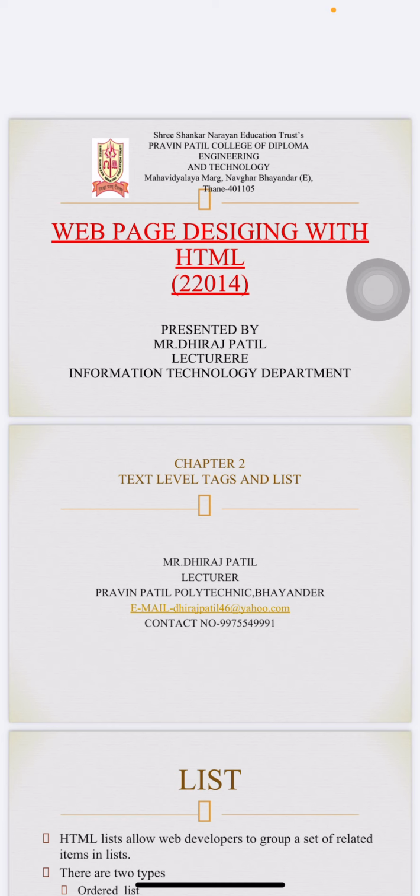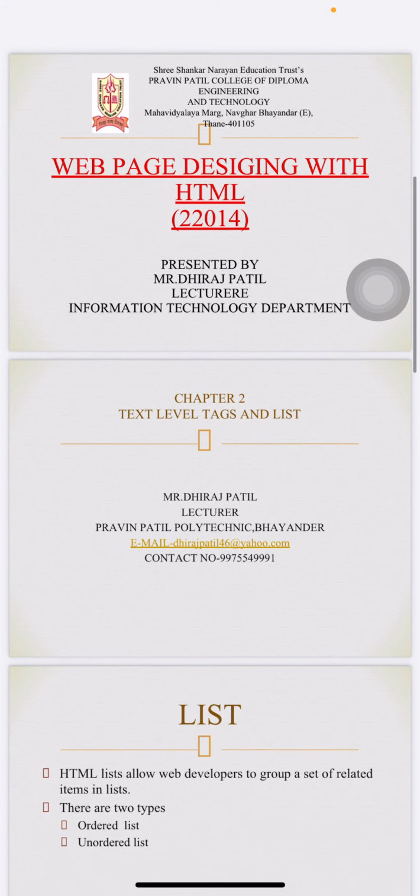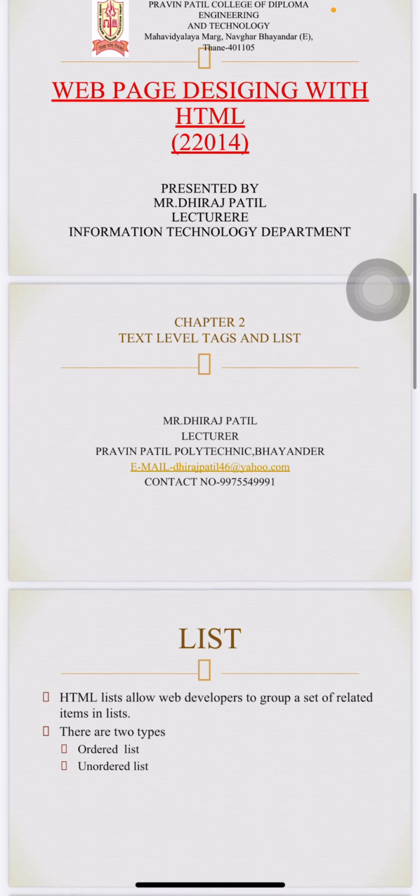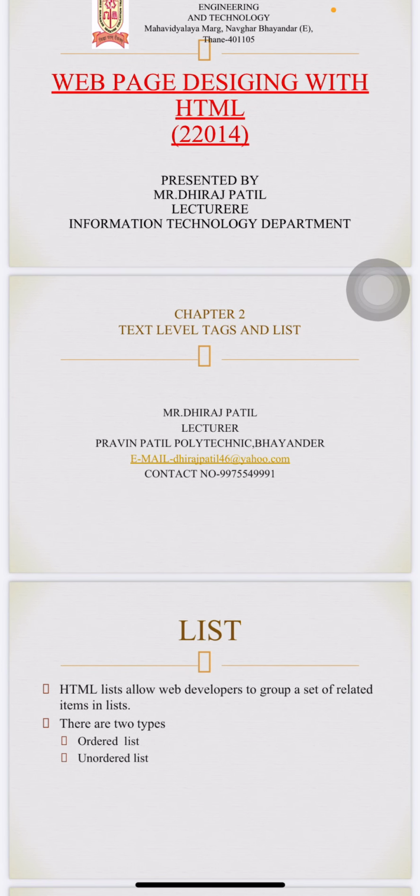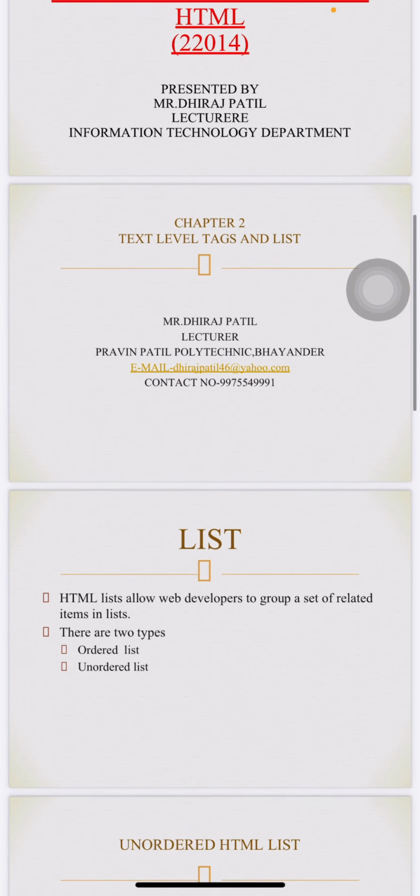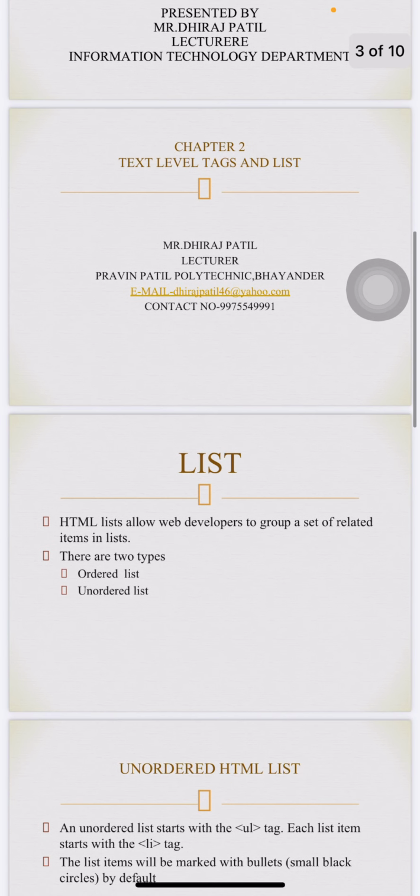Web page designing is our subject, and the second chapter is text level tags and list. In the first part, we are seeing the text level tags. After that, we move to the list. The HTML list allows web developers to group a set of related items in a list. There are two types: ordered list and unordered list.